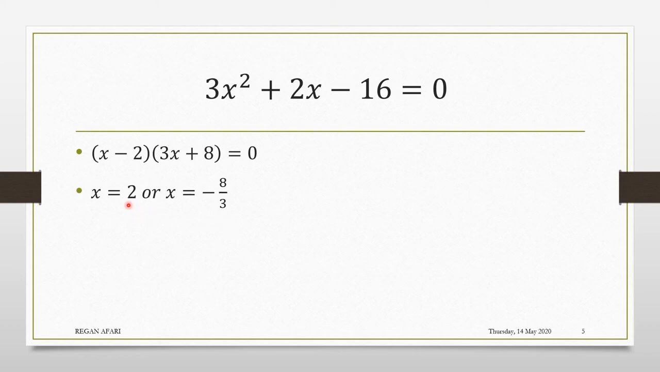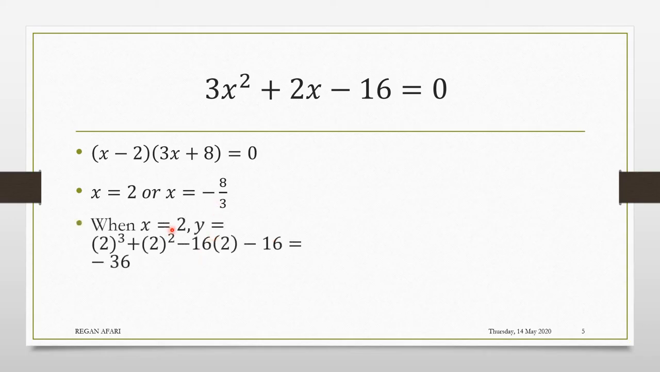But remember that we are looking for the coordinates of the turning point. So given the x value, we must look for the y value because every coordinate is x and y, okay? So we will put x equals 2 into the curve itself, that cubic curve, and then we will determine the y value. Then we also put this negative x value into that same curve to determine its corresponding y value. So let's do that.